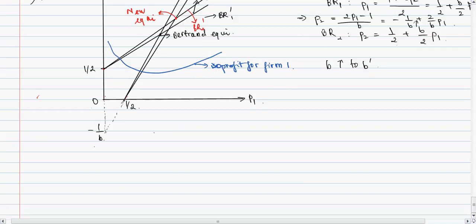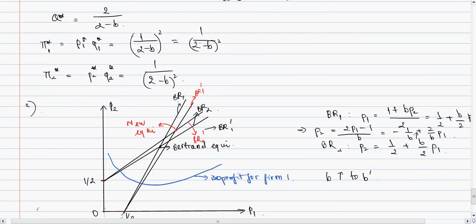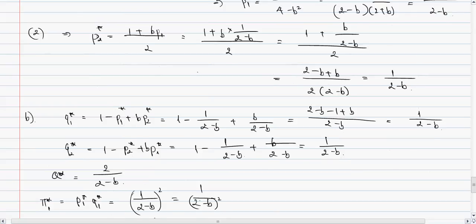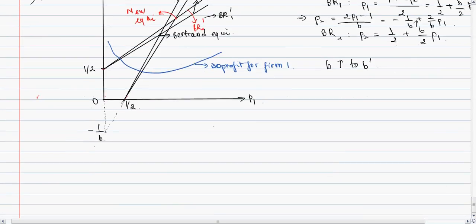Now in order to see why it is a convex curve like this, the easiest thing to do is to substitute the values of P1 and P2, to rely on the profit function here in terms of P1 and P2.